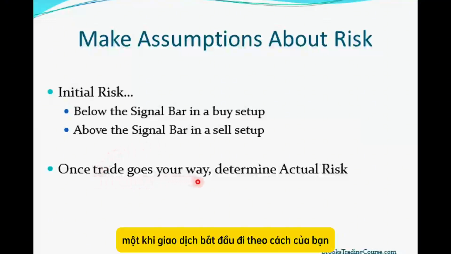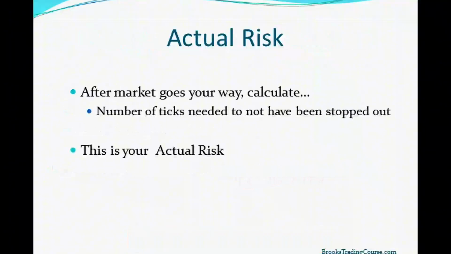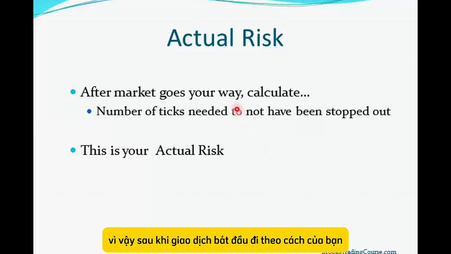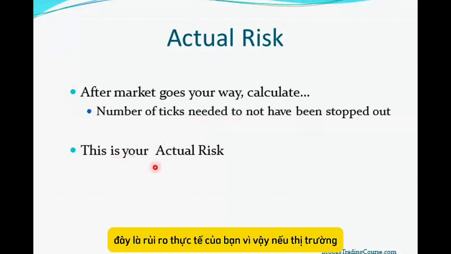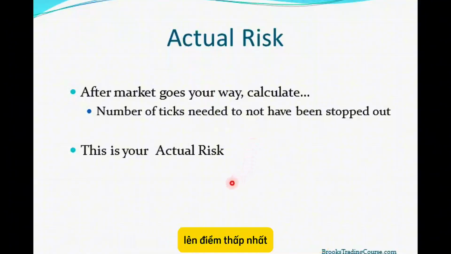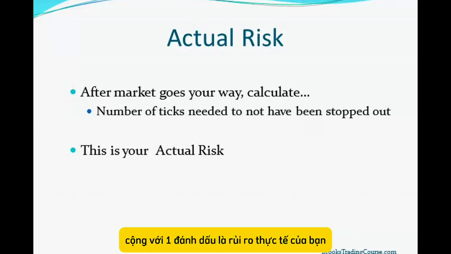Once the trade starts to go your way, you can adjust your stop and determine what your actual risk was. After the trade starts to go your way, just count the number of ticks you would have needed for your stop to not have been stopped out. This is your actual risk. So if you buy here and the market starts to go up, the lowest point the market went while you were in the trade, plus 1 tick, is your actual risk.